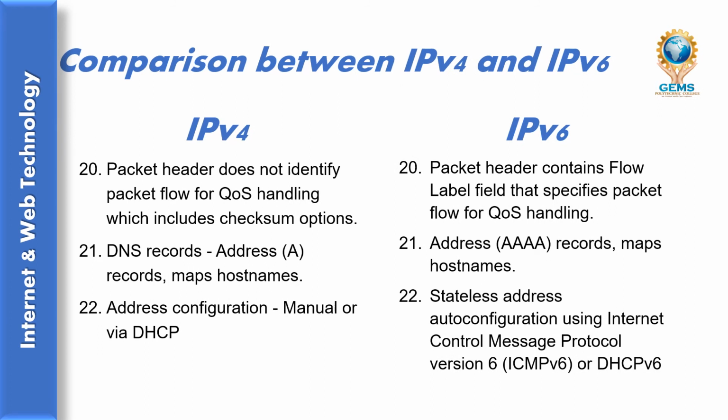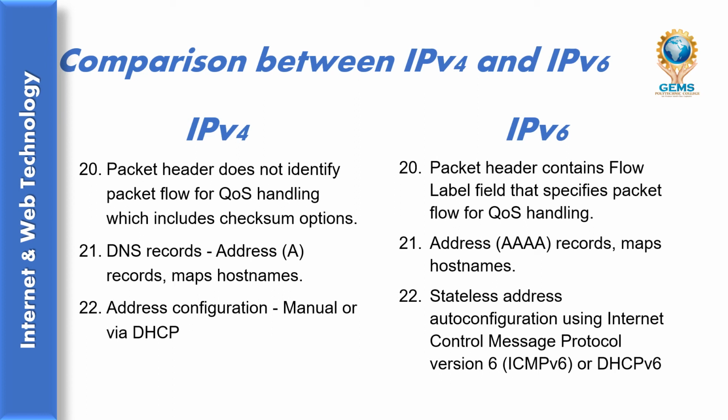In IPv4, the packet header does not identify packet flow for quality of service handling, and it includes checksum options. But the IPv6 packet header contains a flow label field that specifies packet flow for quality of service handling. IPv4 uses address A records in the domain name system to map host names. But IPv6 uses AAAA records to map the host names.